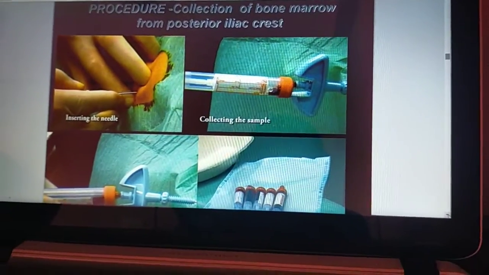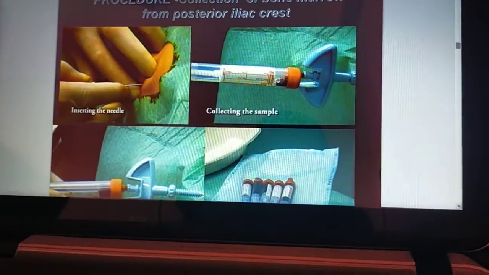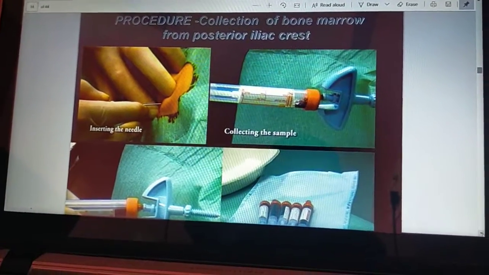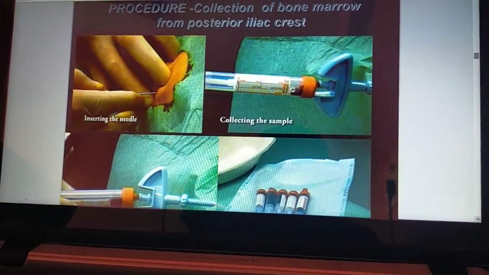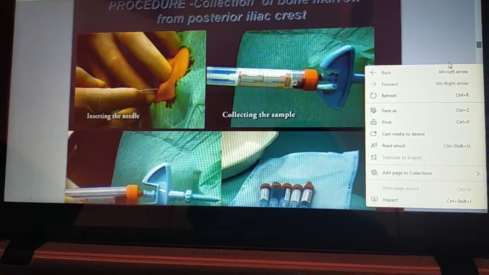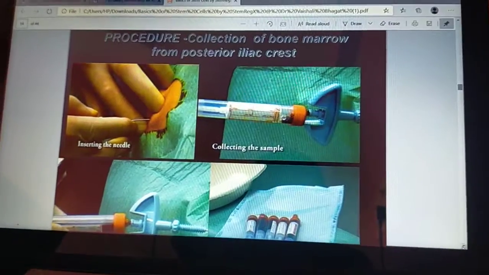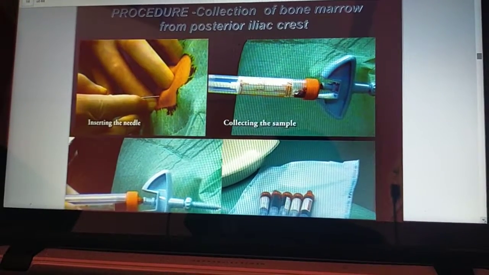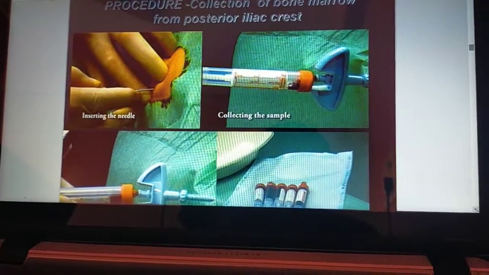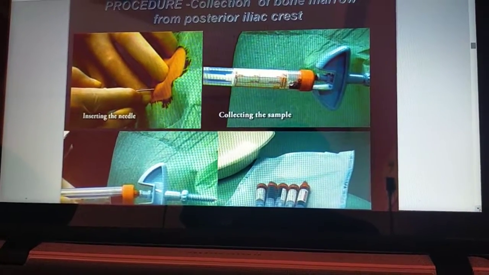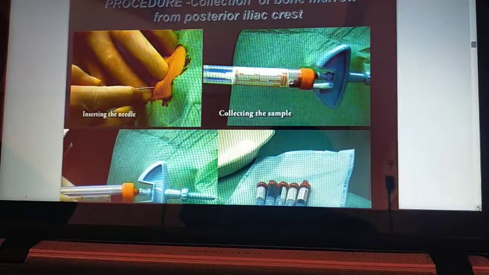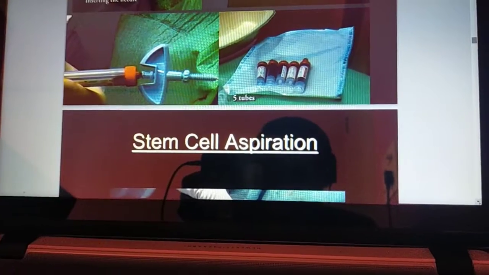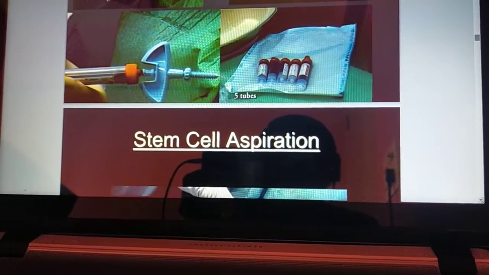Procedure: collection of bone marrow from the posterior iliac crest. We already discussed there are many sources for stem cell collection, and one of them is bone marrow. How should we collect bone marrow? We can collect it from the posterior iliac crest or anterior iliac crest, the base of the hip bone. We insert the needle at the proper location and collect the sample in anticoagulant tubes.